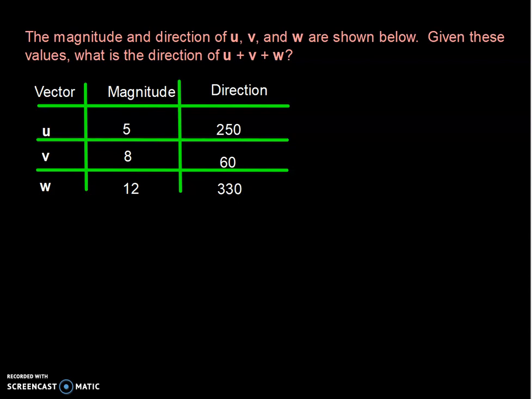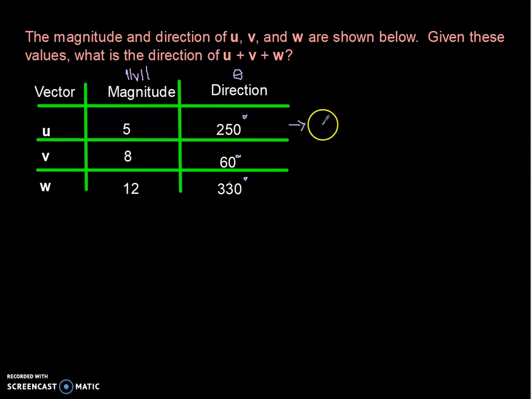Hi guys, so today we're going to go over the direction of the sum of three vectors, given the values of each vector, which are the magnitude and direction. So, writing the vector u. Remember, if I'm given the magnitude and direction, I should note that each one of these is in degrees.